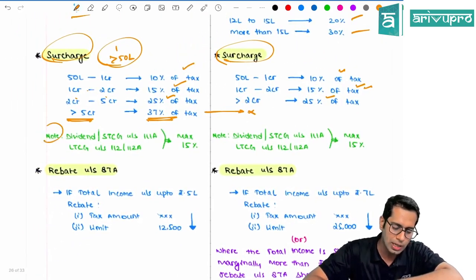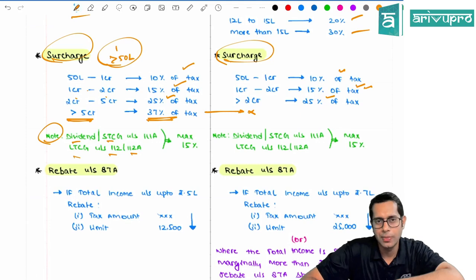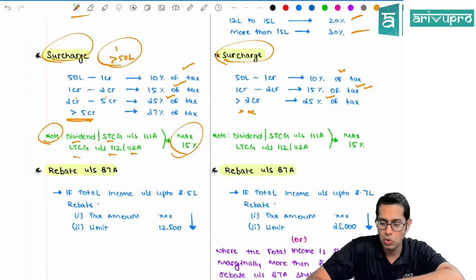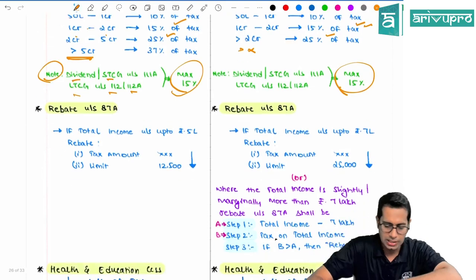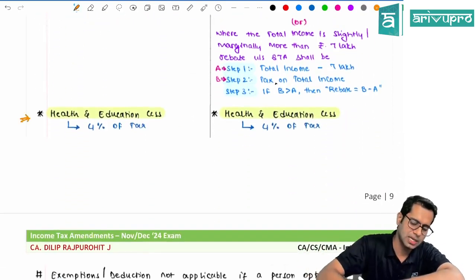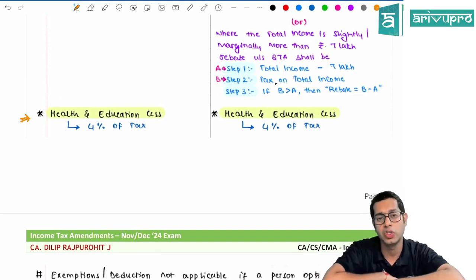Then for 4 incomes, which is dividend income, short-term capital gain under 111A, long-term capital gain under section 112 or 112A, the maximum surcharge which they are going to levy is 15% in both the cases. Then we just now saw the provisions with respect to rebate. Next. Sir, is health and education cess applicable?